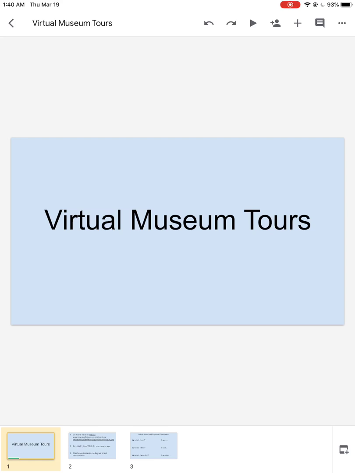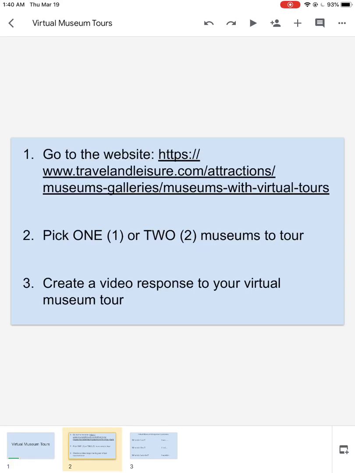So right now I am on the first page of the document that was given to all of you for this week, and I am going to go on to my second page here. And you can see that we have given you 3 steps for today. Your first step is going to be to visit this website, which we will do together in just a moment. Your second step is going to be picking 1 or 2 museums today to tour.